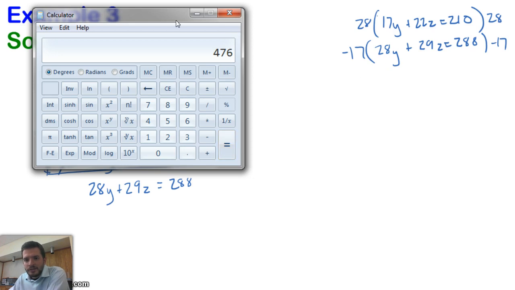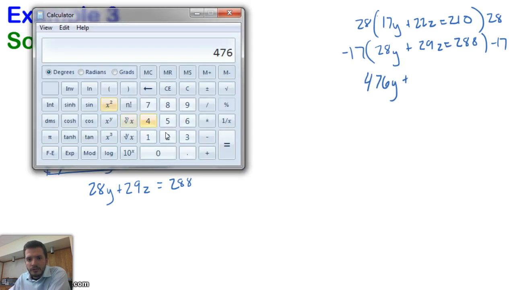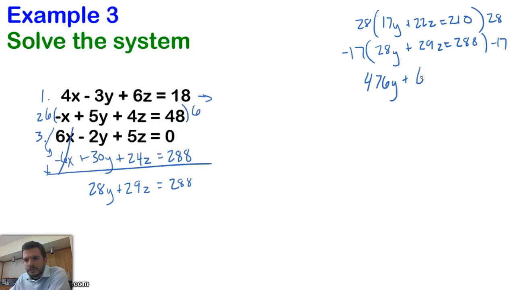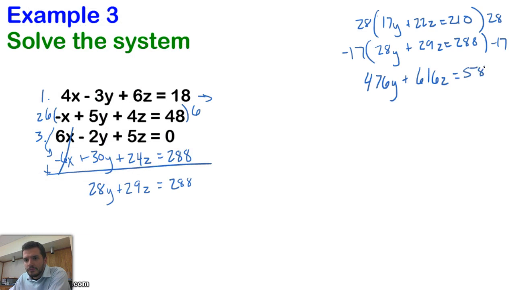I'm rewriting the top one first, guys. It'll be 476y plus, do 28 times 22, 616z equals 210 times 28, which is 5,880. That's my first equation. My first equation is taken care of, so I'm going to cross it out. Now we know that this is going to be negative 476y minus something. Let's figure it out.